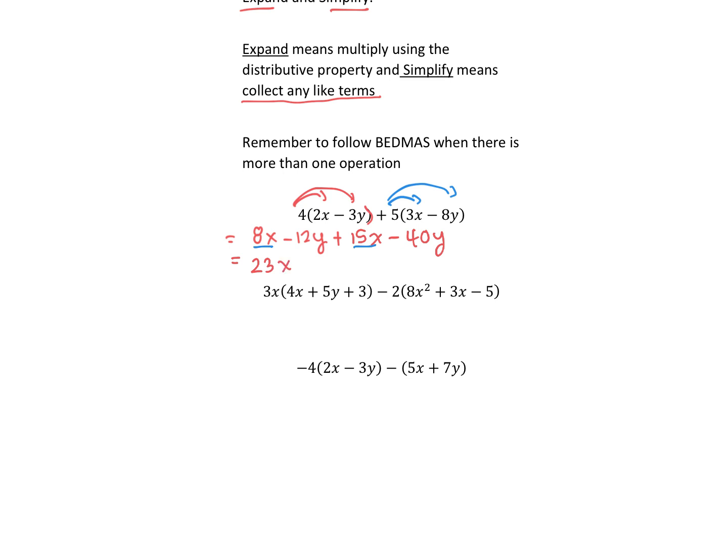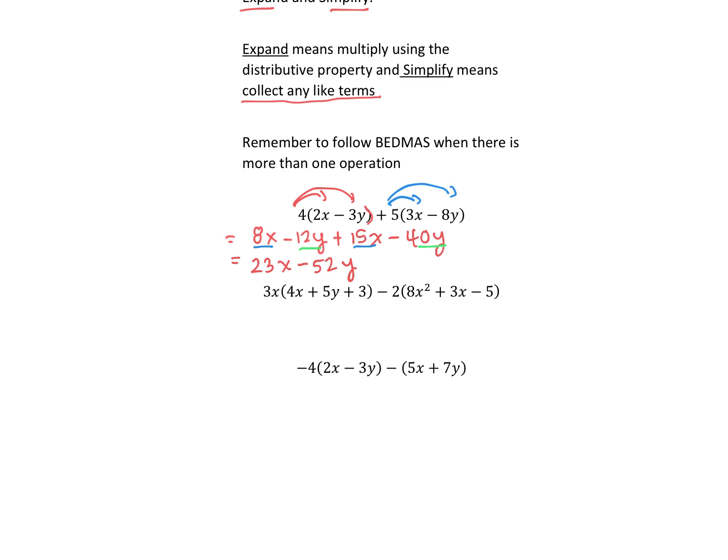So x does not change. Remember, when we add and subtract like terms, the variables do not change. Then I noticed that 12y and 40y are like terms. They're both y's. So we have a negative 12 minus 40. Both the signs are negative, so we add the numbers and keep the sign. So negative 52, and those are y's.